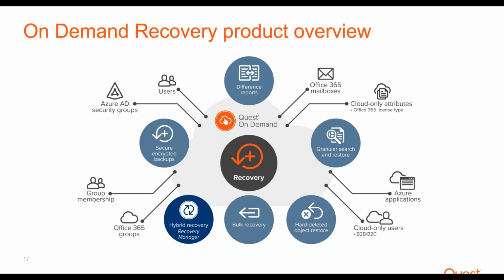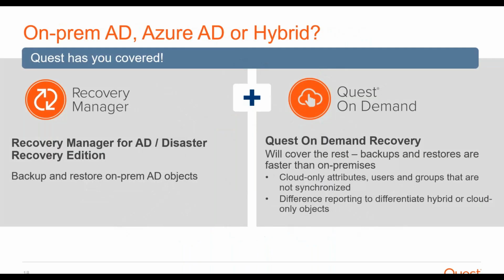So for hard deleted recovery, we can do bulk recovery, so we can select multiple checkboxes to say what we want to put back, and also we can show you the differences. So the idea is if something's been changed, we can unpack a backup, compare that to live, and show you the differences for you to put back. Other things around group memberships, 365 groups, Azure AD security groups, all the stuff you'd expect really, we can back up, protect, show you the differences, and put back into live what you require.